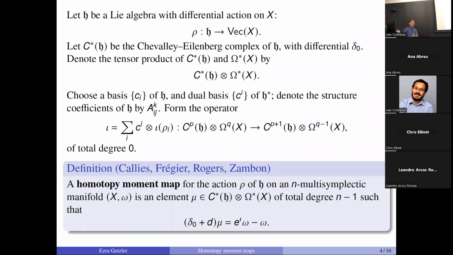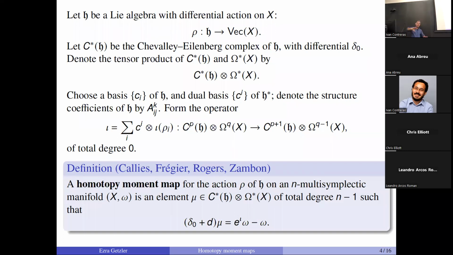So here's the formula that they give for what is a homotopy moment map. This is a little rewritten from their formula. I think I'm observing that their formula actually incorporates the exponential of this operator iota. They wrote it out in multi-indices, and so they didn't notice that they had an exponential, or at least they didn't write that they noticed that they had an exponential.